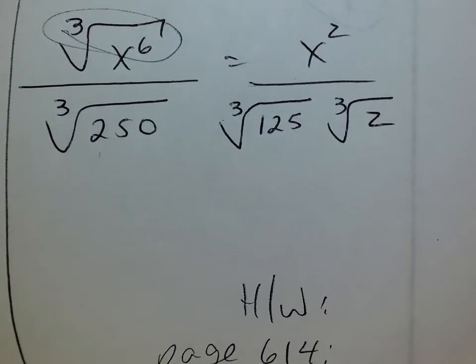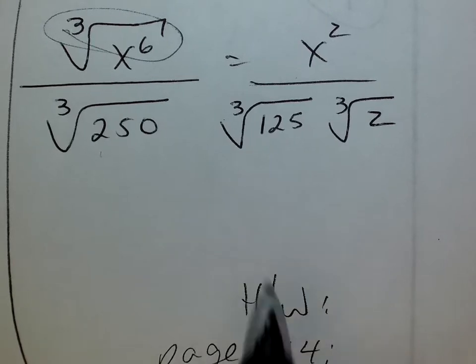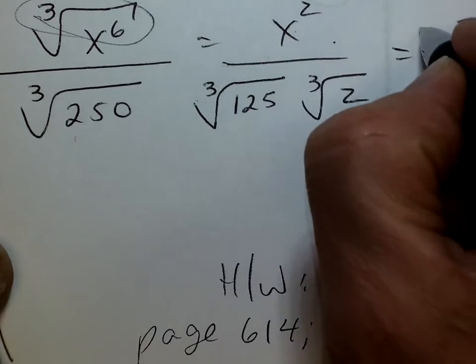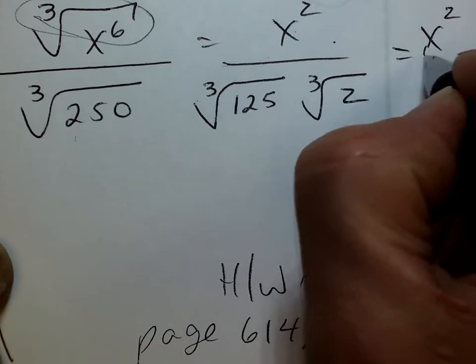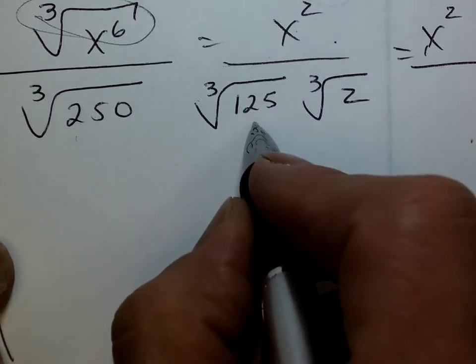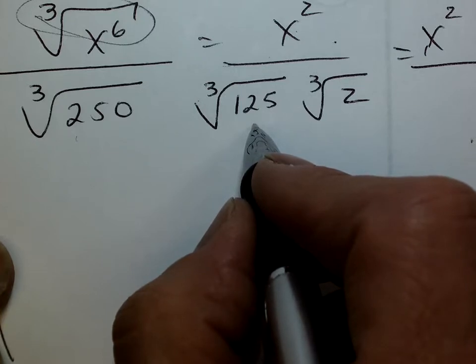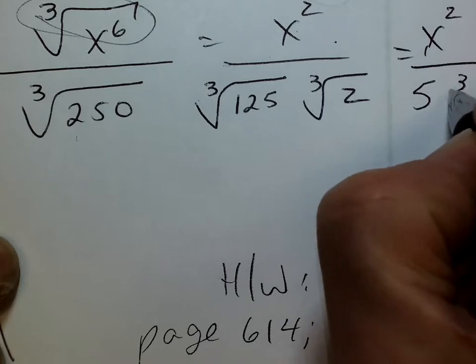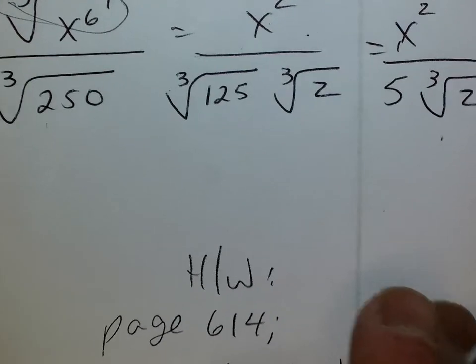How am I doing? This is a hard one. I like hard ones. Makes me think. Okay, x squared's fine. I like x squared. Let's leave x squared there. So I'll go x squared over 5. You okay with 5? 5 times 5 times 5? 5 times the cube root of 2.